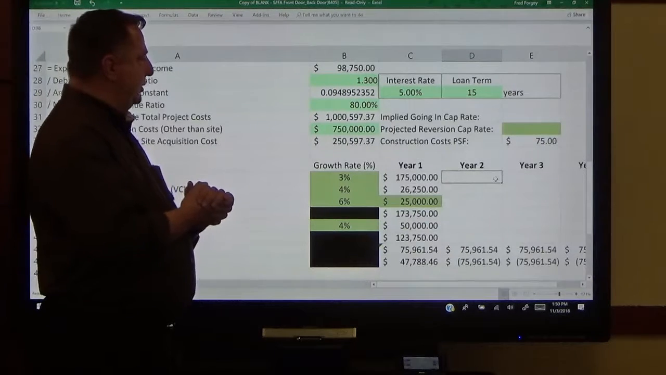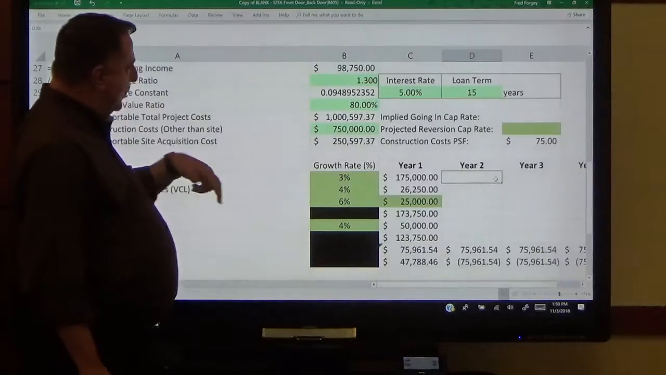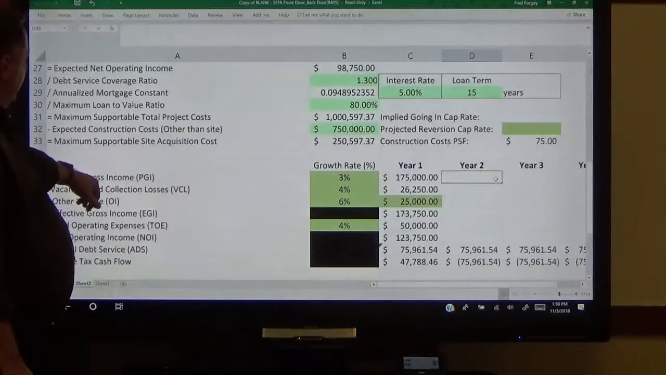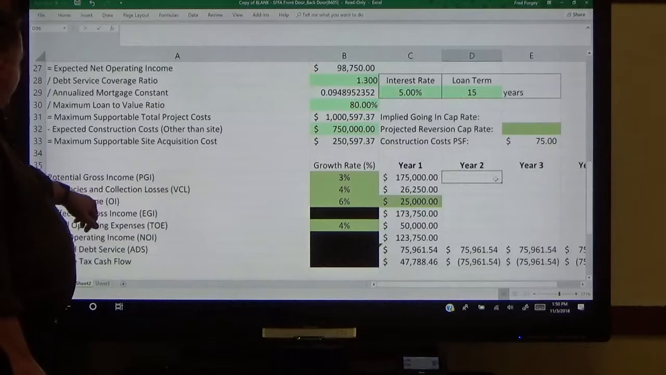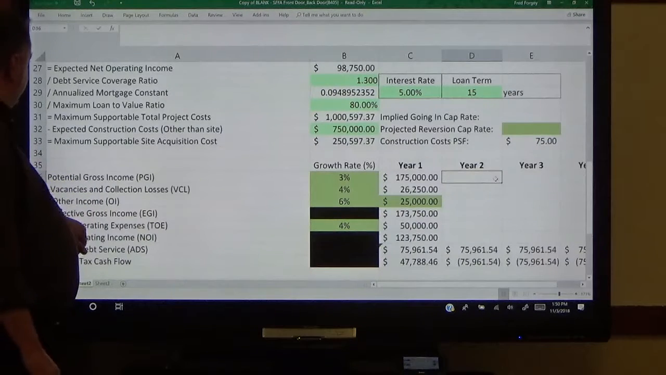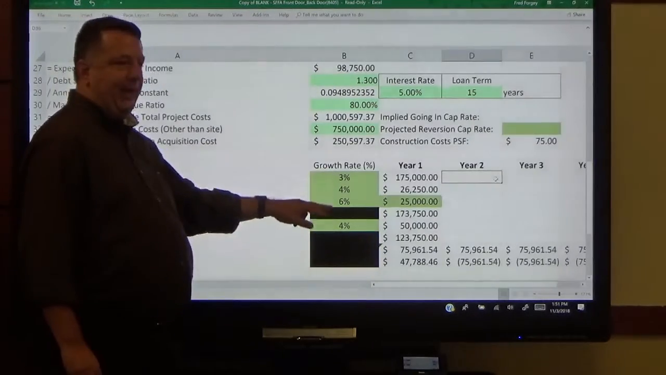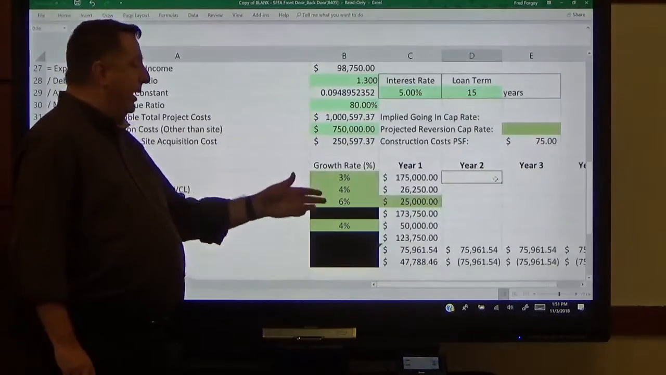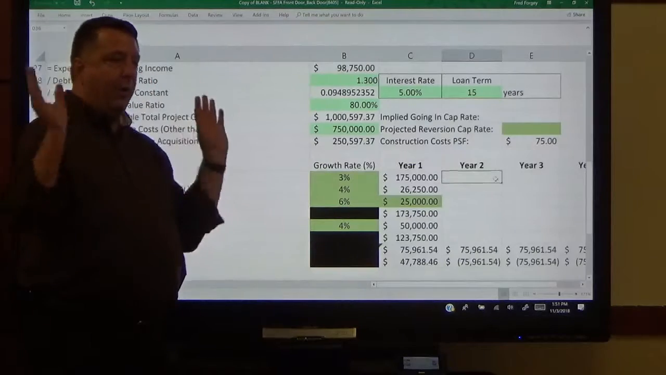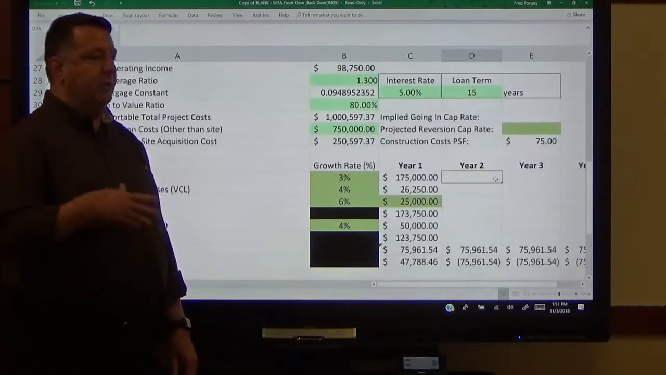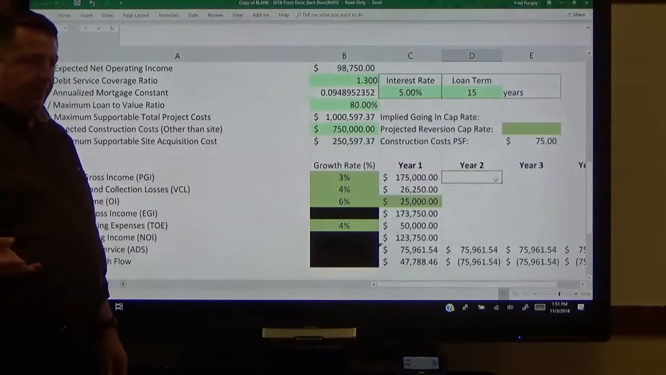Now what we're assuming is that each of these variables, potential gross income, vacancy and collection losses, other income, and operating expenses, are going to change every year. In this case, we're assuming they're all going up, but they're going up at different rates, okay? We can also make them negative rates if we choose to.